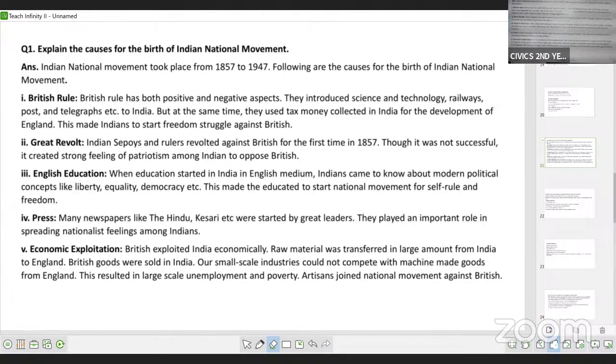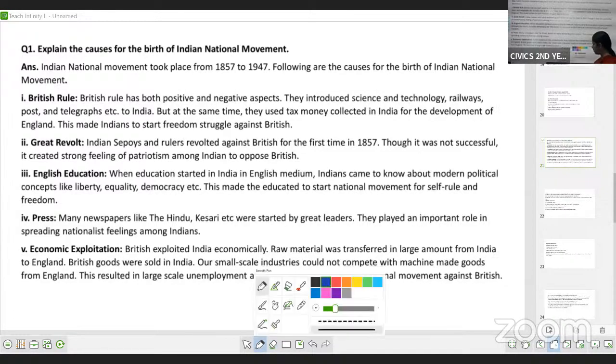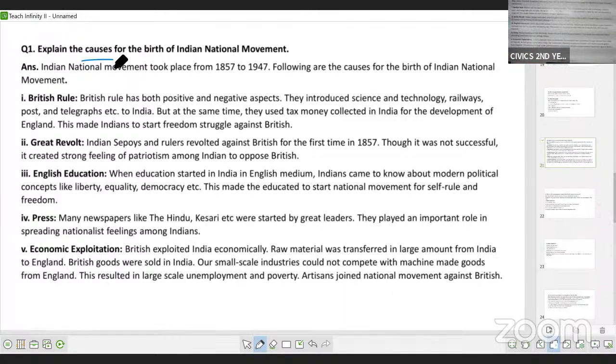So, let us start with the causes for the birth of Indian national movement. Why did the Indian national movement start? What are the reasons for it? Causes means reasons. So, we know that Britishers ruled India for more than 100 years. But the Indian national movement took place. It started in 1857 with the revolt of 1857, where the Indian rulers and the Indian Sipahis revolted against the Britishers for the first time in 1857.